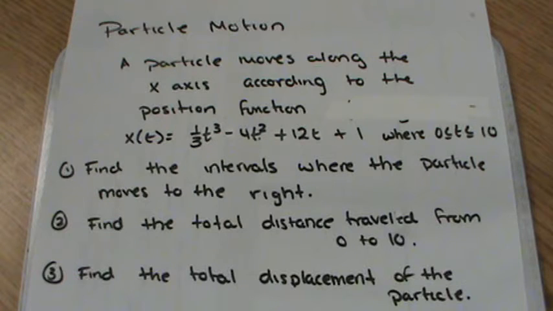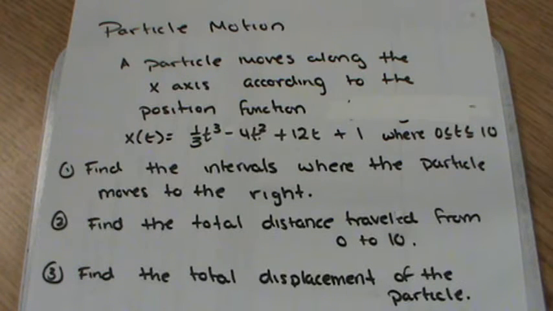All right, it says a particle moves along the x-axis according to the position function x of t equals 1/3 t cubed minus 4t squared plus 12t plus 1, where t is between 0 and 10. We're going to do three things. We're going to find the intervals where the particle moves to the right. We're going to find the total distance traveled from 0 to 10, and then the total displacement of the particle.